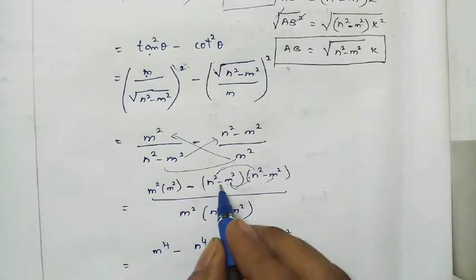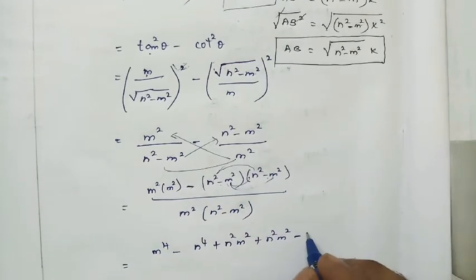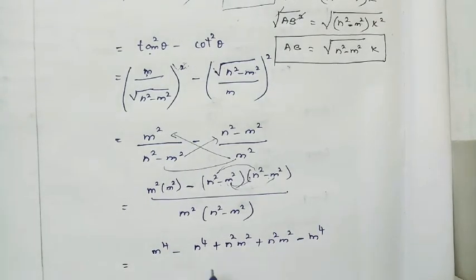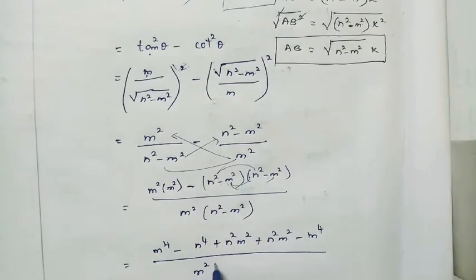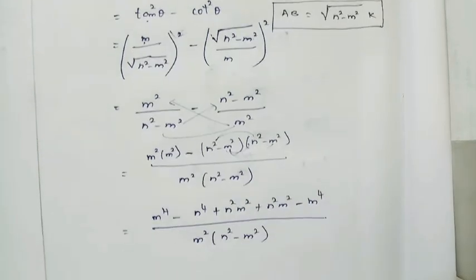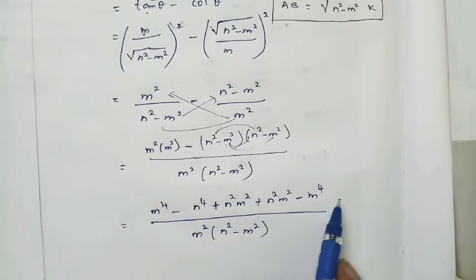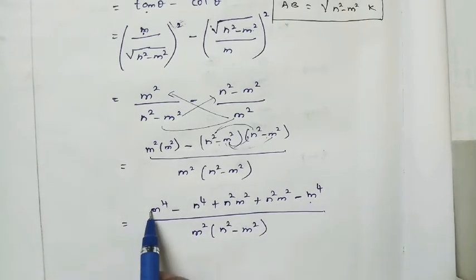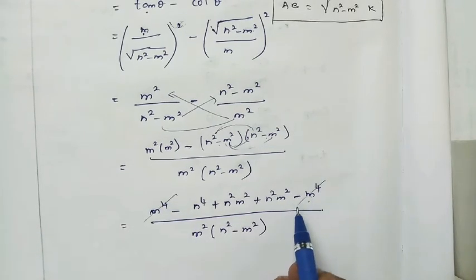And next minus into minus plus, but already minus is there, minus m power 4, the whole divided by m square into n square minus m square, right? Is there any like terms to simplify? See that m power 4 minus m power 4 plus m power 4 minus m power 4. So plus m power 4 and minus m power 4 cancel.